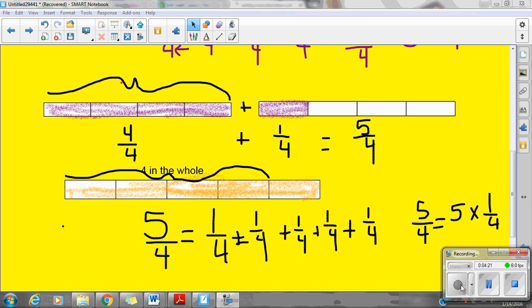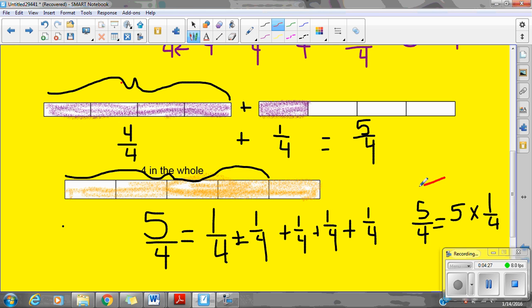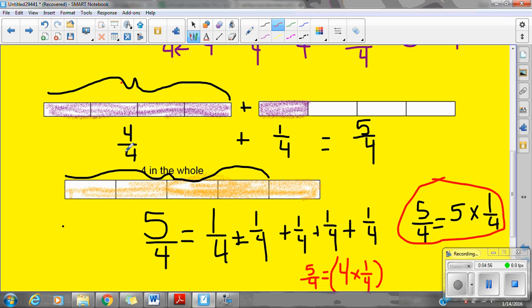To give you even more information, I could even decompose my 5 times 1/4 in a different way. I could say that because I know that this is broken up into 4/4 plus 1/4, I could also break 5/4 up this way. I could also say that 5/4 is 4 times 1/4. Wait a minute, Miss Thomas, where did you get that from? 4 times 1/4 is 4/4 decomposed. 1/4 plus 1/4 plus 1/4 plus 1/4. We added 1/4 4 times.